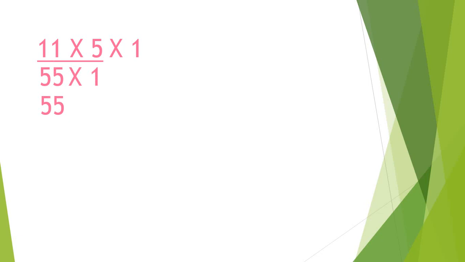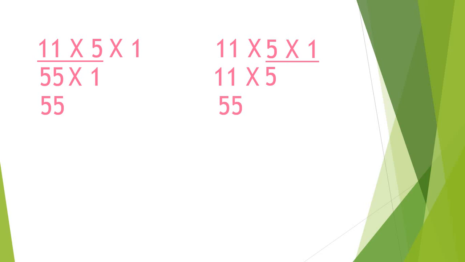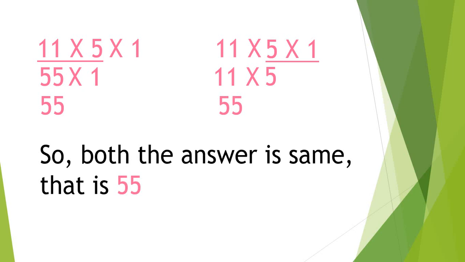Now let's change the group in this. First we will do 5 1s. 11 we will bring down same as, and 5 1s is 5. Now 11 5s, the answer will be 55. Here you can see both the answers are same. We got the same answer, and that is 55.